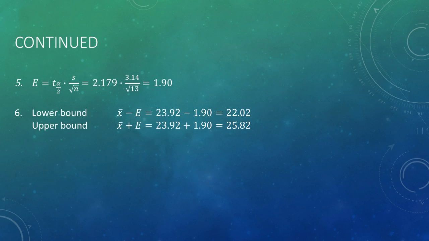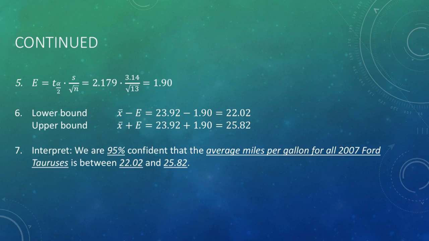To calculate the upper bound and the lower bound, I just add and subtract the margin of error to the point estimate. So I did 23.92 minus 1.9 to get the lower bound, 23.92 plus 1.9 to get the upper bound, which lets me make an interpretation that we are 95% confident that the average miles per gallon for all 2007 Ford Tauruses is between 22.02 and 25.82.